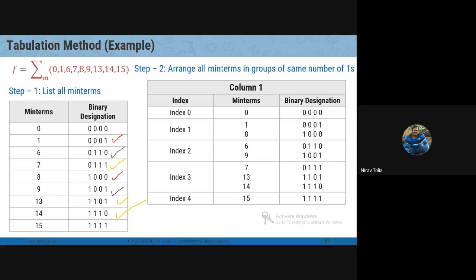Okay, so we have to arrange it. We have to arrange it group wise. And how do we make the groups? You can see index 0. Index 0 means the number of 1s in a given min term is 0.